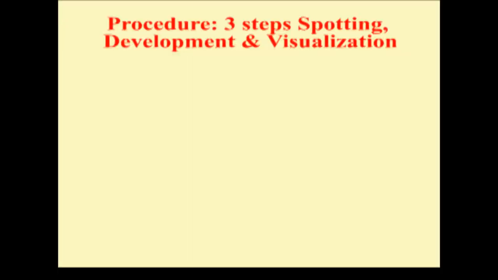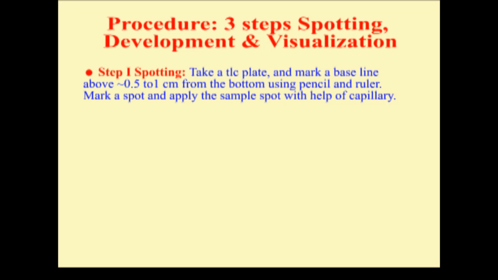The procedure involves 3 steps: spotting, development and visualization. Step 1, spotting. Take a TLC plate and mark a baseline 0.5 to 1 centimeter above the bottom using pencil and ruler. Mark a spot and apply the sample spot with the help of capillary. Allow the spot to dry.